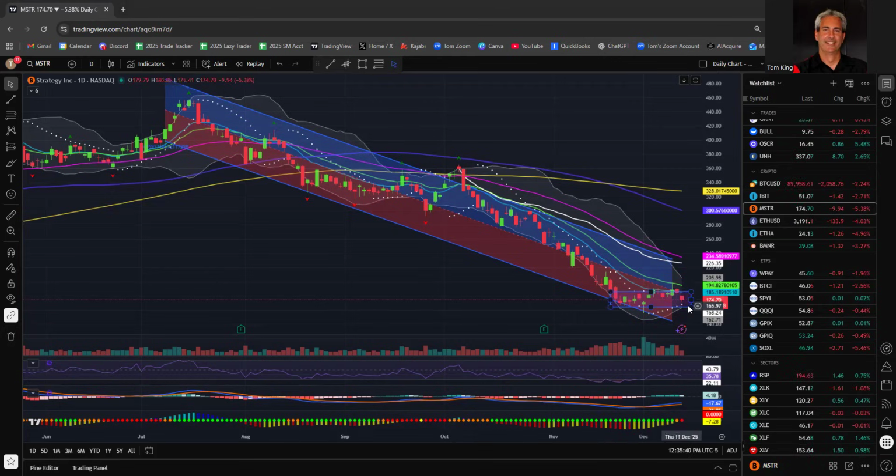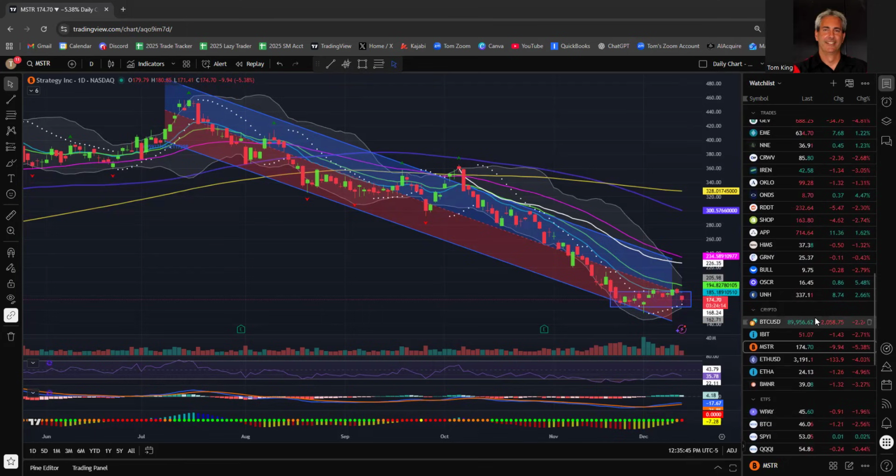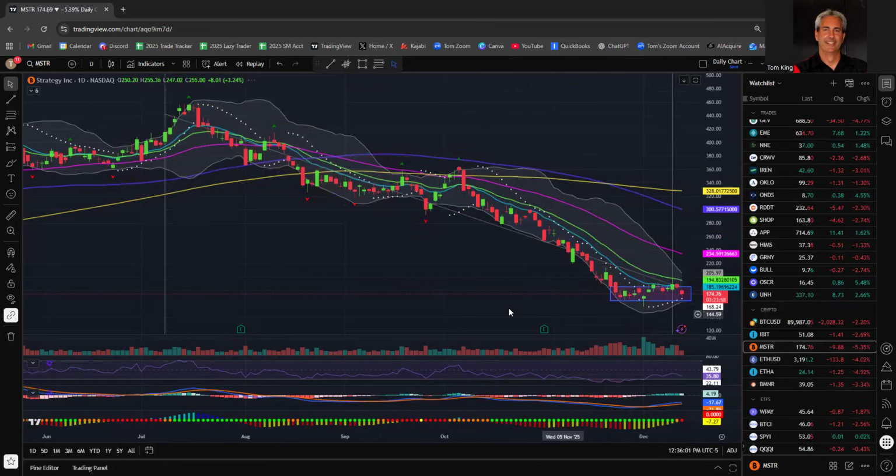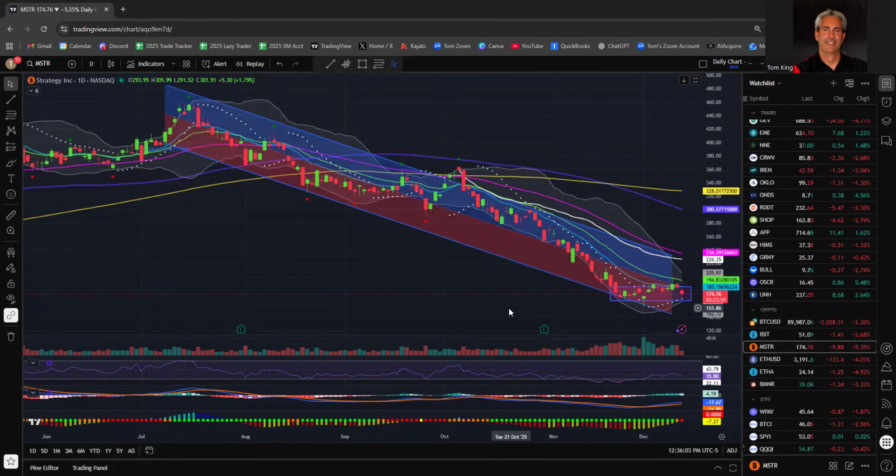But I like this base that we're in. I like the base that we're in for Bitcoin here as well. I really like this area. I think we're basing out in Bitcoin, so I expect a little bit of a bump. But I don't expect anything monstrous. I think strategy's got some problems. I'm just making money while I can on it.